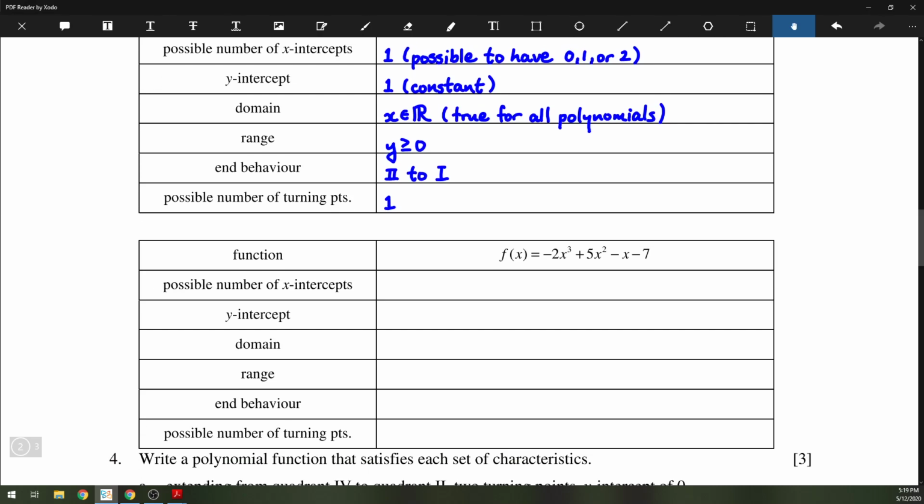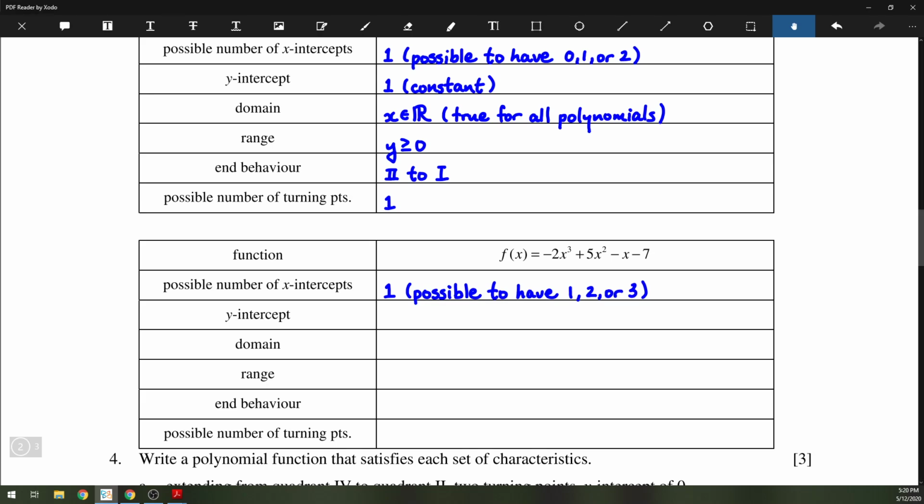Next up, we have a cubic function. So with a cubic function, it's a little bit harder to tell the possible number of x-intercepts. In this case, it does just have 1, but really the only way to find out is to either use a table of values or use something to graph with like a graphing calculator or Desmos. Okay, so it is possible to have 1, 2, or 3. It has at least 1 x-intercept.